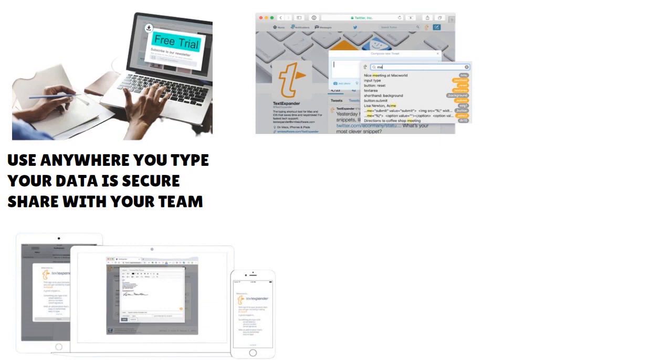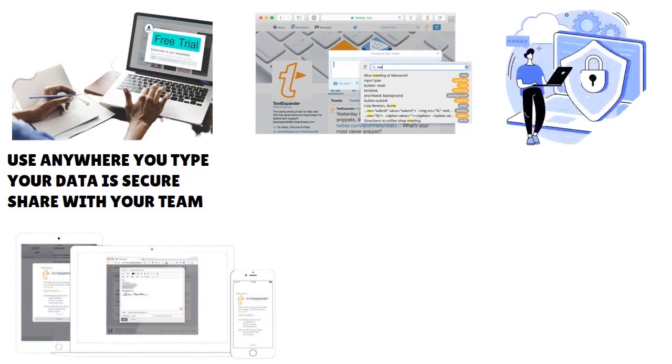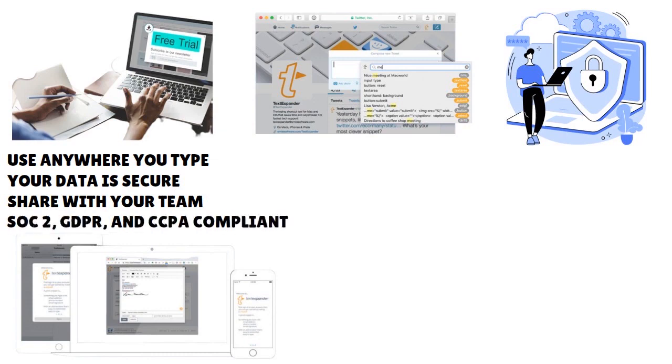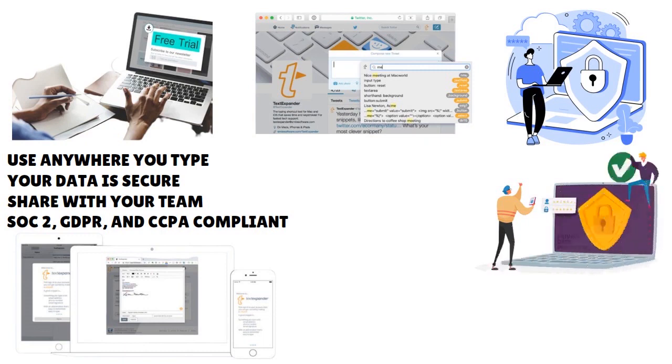So you are able to make changes once and they will be in effect everywhere. So this is kind of cool. And your data, and we have tested it multiple times, your data is really secure through TextExpander. We have our own business clients who use TextExpander. So we've seen that TextExpander is SOC 2, GDPR, and CCPA compliant. So basically, your team's data is safe and secure. And the tool never stores your keystrokes, and data is encrypted.